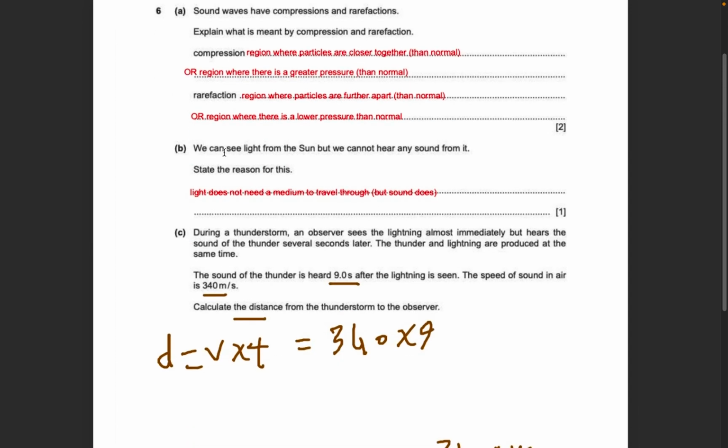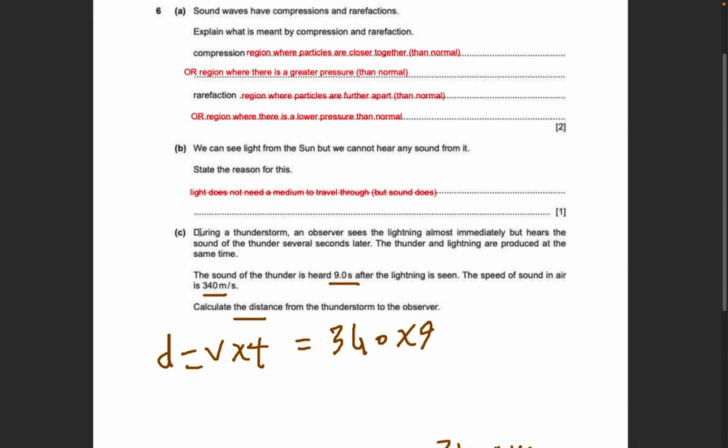B. We can see light from the sun, but we cannot hear any sound from it. State the reason for this. We know the light does not need a medium. Why? Because light is an electromagnetic wave. You know the difference between electromagnetic and mechanical waves. Mechanical waves need a medium to travel, while electromagnetic waves do not. Light is an electromagnetic wave that does not need a medium to travel, but sound needs a medium to travel.